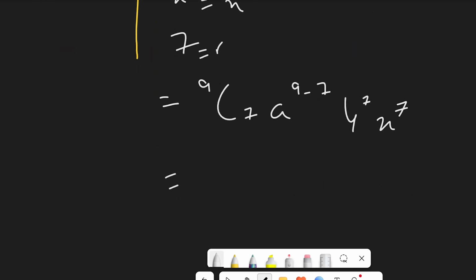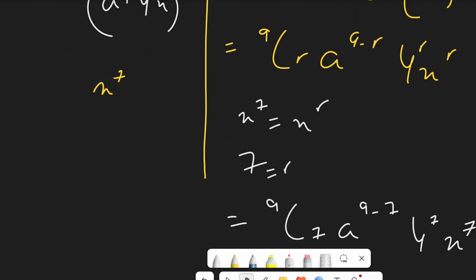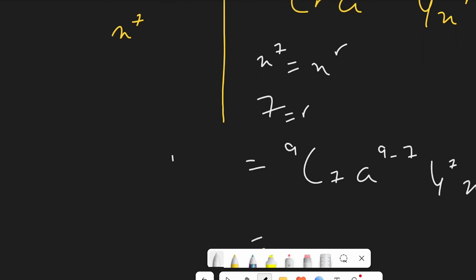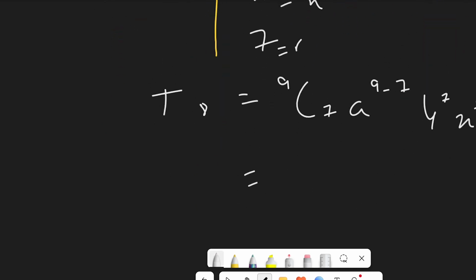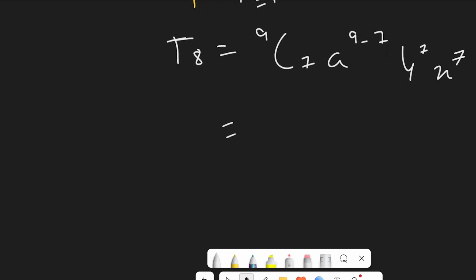Okay, and this is the term number. This is T_(r+1), right? So it is the 8th term, because 7 plus 1 is equal to 8. That is because the power starts from 0, so to get to 7, it has to go through 7 more terms, and this is the 8th term.